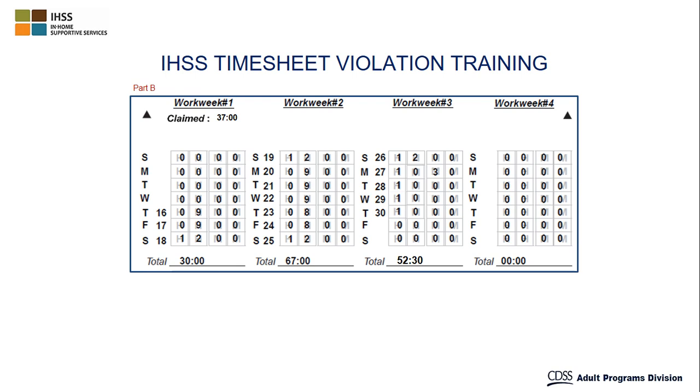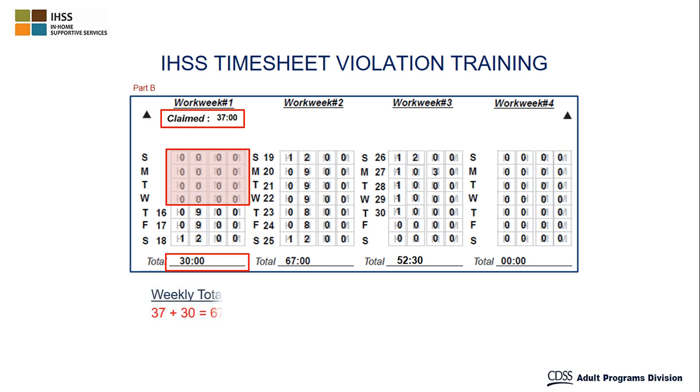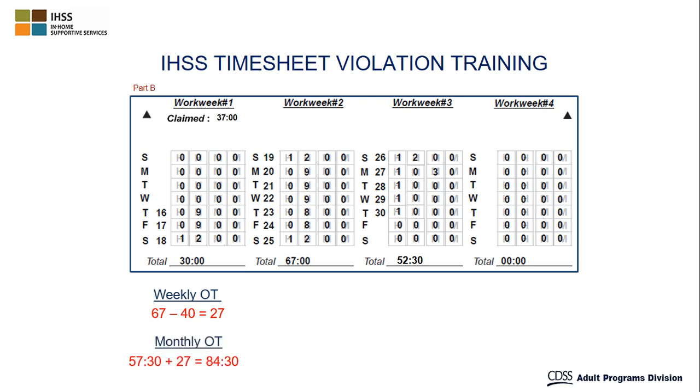In the Part B timesheet in Work Week 1, the provider claimed 30 hours. But remember, the provider had already claimed 37 hours from the Part A timesheet for this work week. When those 37 hours are added to the 30 claimed hours for Work Week 1 on this timesheet, there are 67 total claimed hours for this work week. This gives the provider 27 overtime hours for Work Week 1 on the Part B timesheet. The provider now has a total of 84 hours and 30 minutes of overtime hours for the month up to this point.